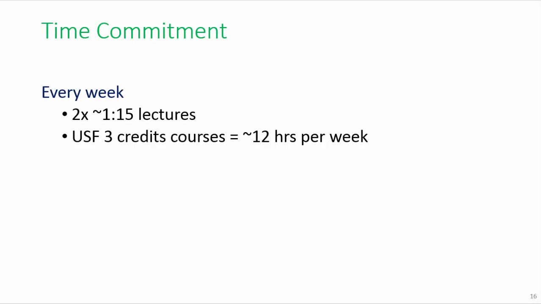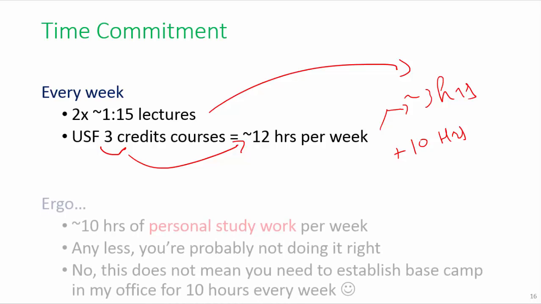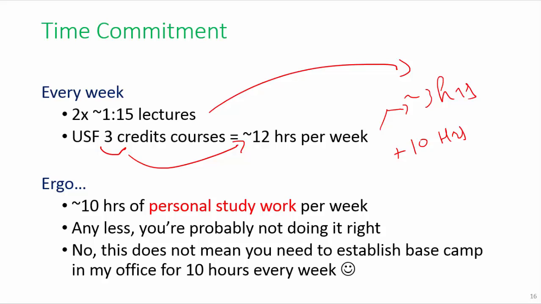You are going to have to expect that we follow the USF standard. So for a 3 credit hours course, USF says you should spend a total of 12 hours per week. So that includes about 3 hours of lecture. Okay, and then that includes plus 10 hours of pretty much homework, reviewing the lecture, taking notes while watching the video, asking questions, coming to office hours and stuff like that, okay? And this is the second bullet item here on this slide. So those 10 hours outside of the lecture are personal study work.